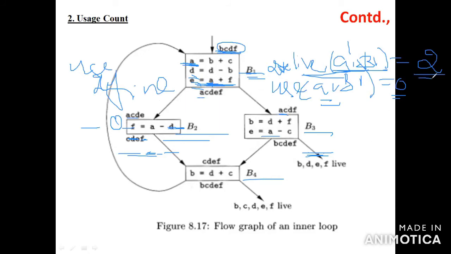So what is the meaning of 2 here? A is live on exit of B1. So the live of A comma B1 is indicating for 1. It will be exited. The variable is live in the basic block. The live of the variable in each block will be indicated at the end of the statements. So A is live at the end, that is the exit of block 1. So the live of A comma B1 equals 2.